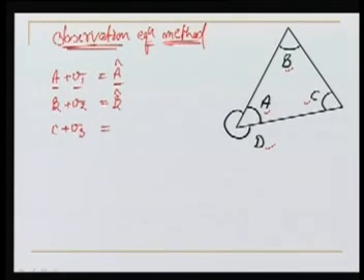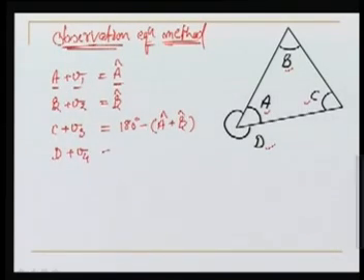C plus V3 should be equal to 180 minus A hat plus B hat. Again we can write, because we have one more observation, that is D, the observation D and some error in that, V4.